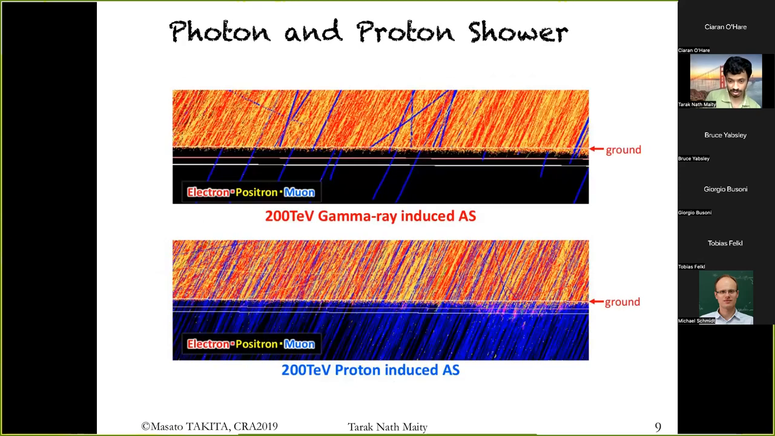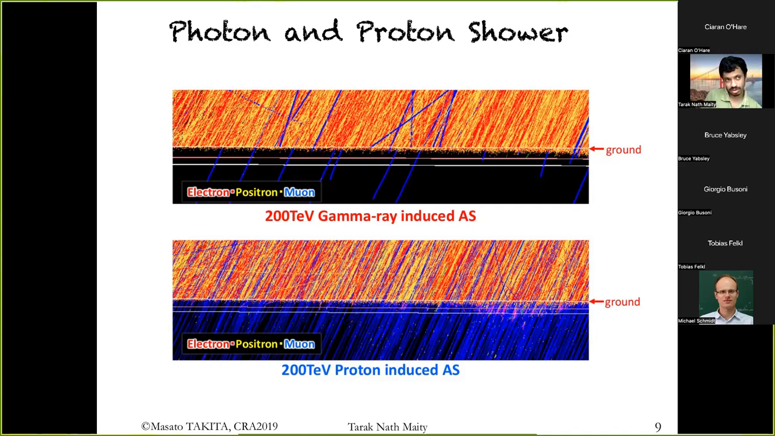To emphasize the point in a bit more detail, what I am showing over here is the air shower that would be produced by a 200 TeV gamma ray in the upper panel, and the air shower produced by a 200 TeV proton in the lower panel. The red lines in both panels represent electrons, yellow lines represent positrons, and blue lines represent muons. As you can see, muons don't lose energy as efficiently as electrons.